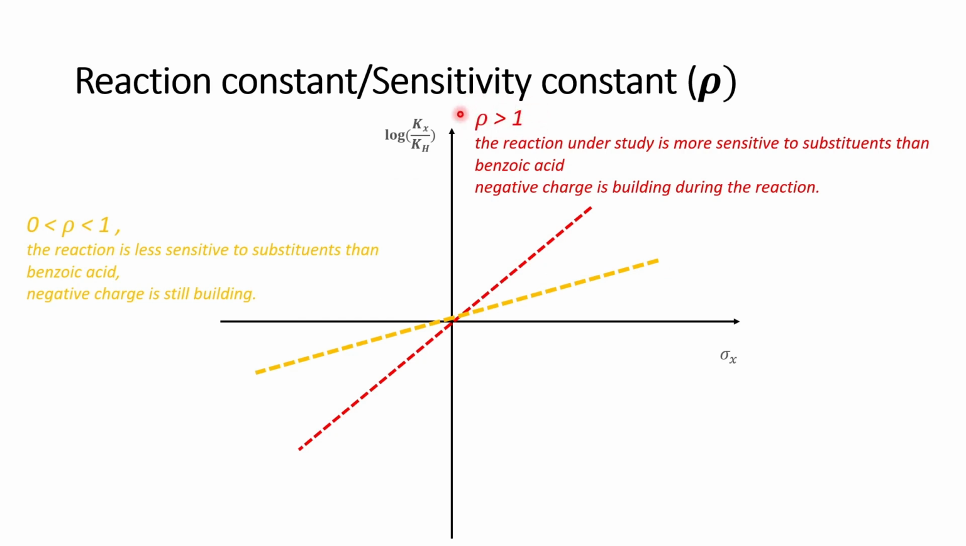In the second case, we also have a positive slope, but the slope is not as large as in the previous case. It's typically between 0 and 1. Here the reaction is less sensitive to the substituent than the benzoic acid, but still a negative charge is built up during the reaction. So in both the first and second cases we have positive slopes, but depending on the values of the slope, we can tell whether it's more sensitive or less sensitive toward the substituents.